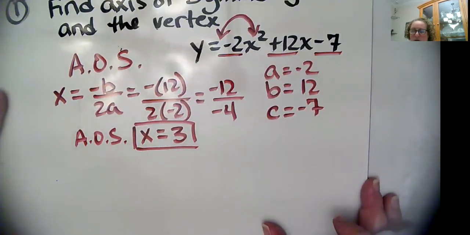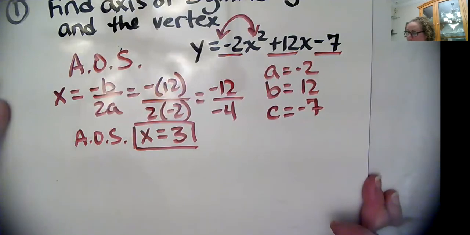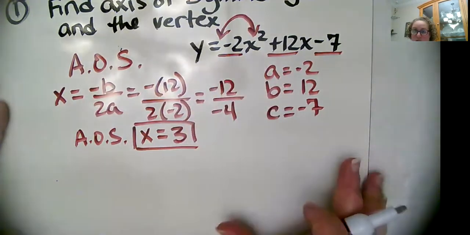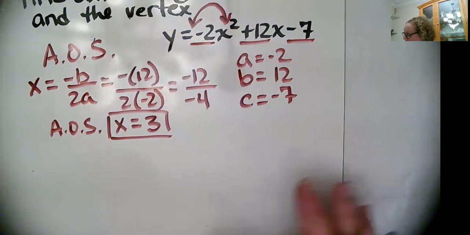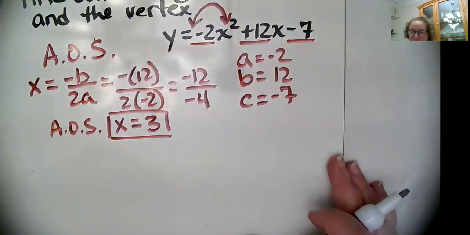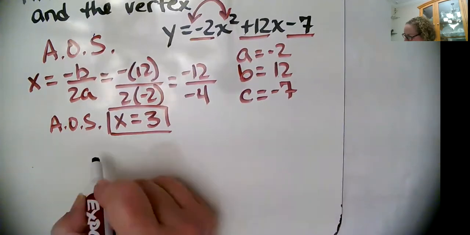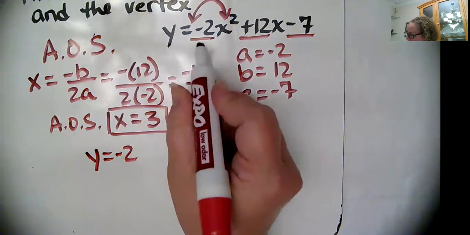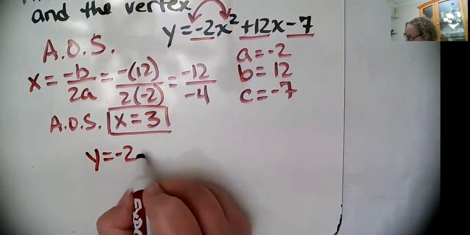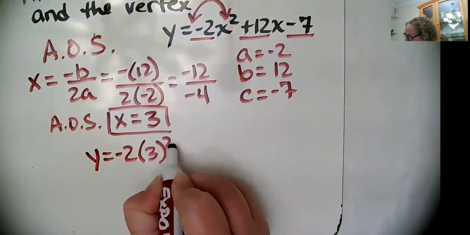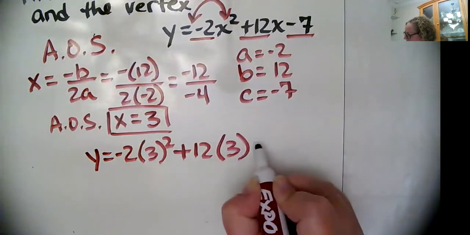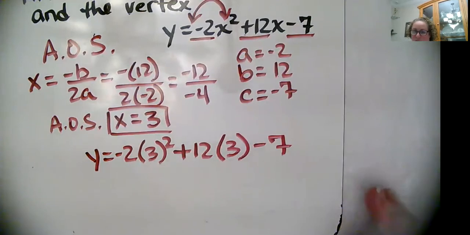But now we want to find our vertex. To find our vertex, we need an x and a y value. Well, we have the x. Our equation is set equal to y, so we're going to take our x value, plug it back into the equation, and we'll find our y. So we have y is equal to negative 2, and we're going to replace the value of x with 3 squared plus 12 times 3 minus 7.